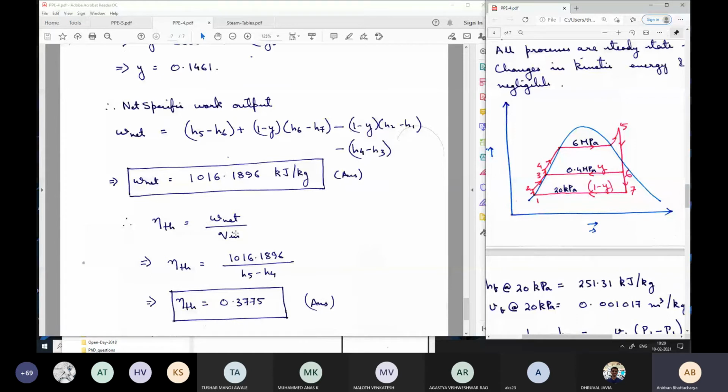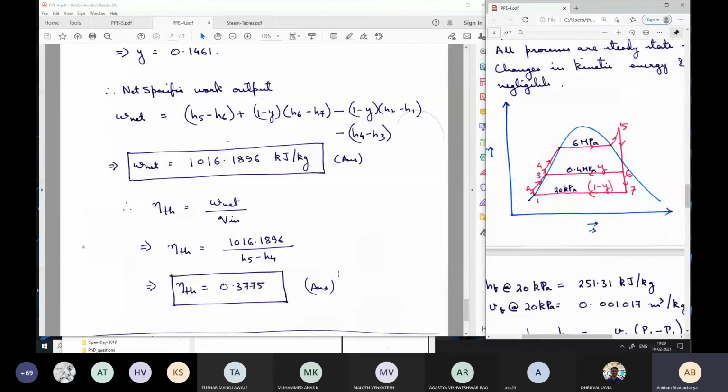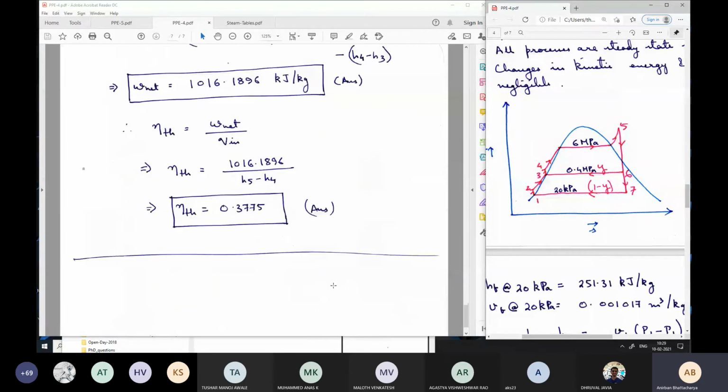So this is how you can solve a problem. It is very easy once you know how to draw this TS diagram. Then you just have to proceed step by step and find all the values of enthalpy. Once you find all the values of enthalpy, you can then calculate the value of y and then find the work output and efficiency.